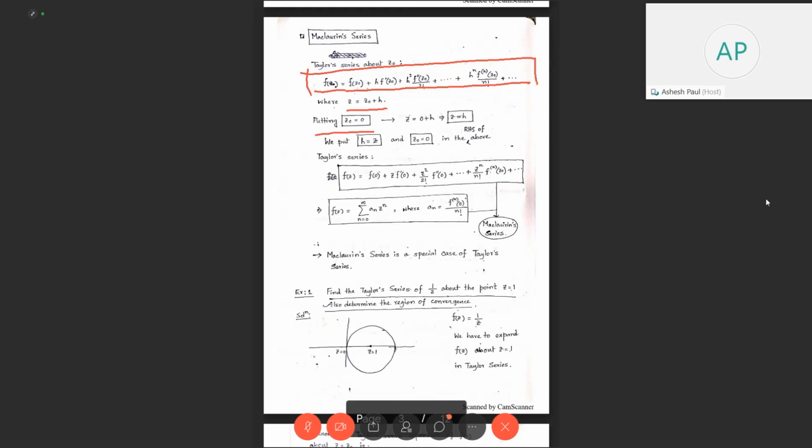Now, if we put Z0 equal to 0, then z equals 0 plus h, that is, z equals h. So in this Taylor series, we are putting h equal to z and z0 equal to 0. Whenever z0 equals 0, we have found that z equals h. So we are replacing in the Taylor series h by z and z0 by 0 in the RHS.